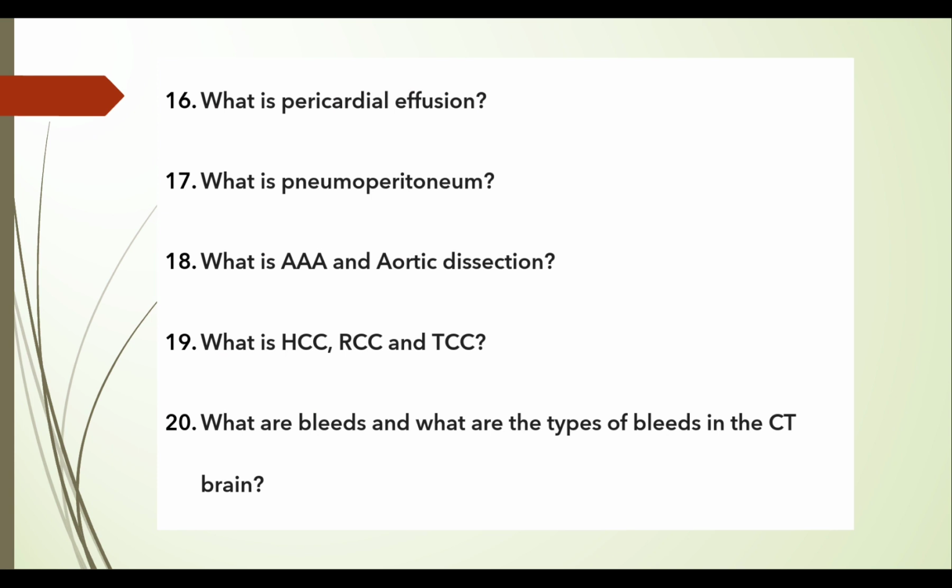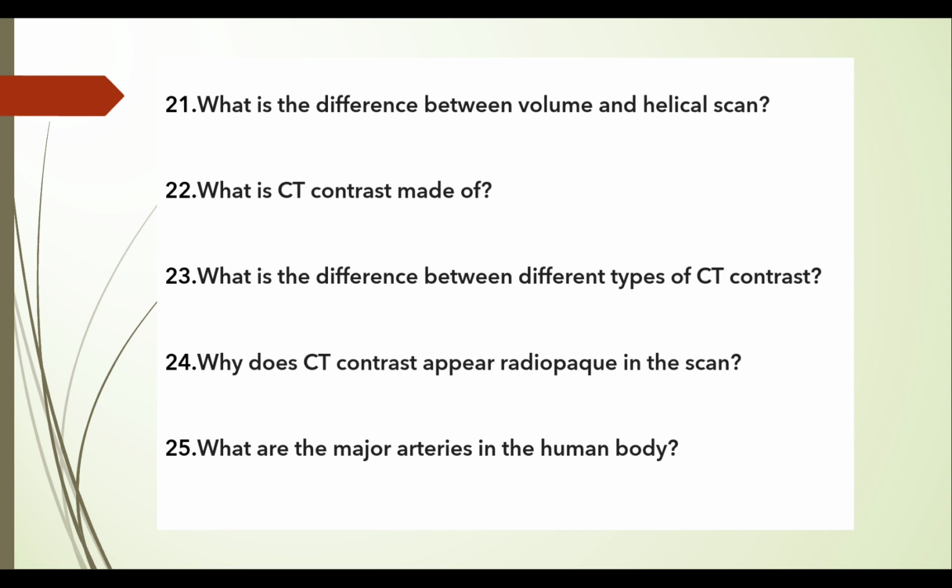What is AAA and aortic dissection? What is HCC, RCC, and TCC? What are bleeds and what are the types of bleeds in the CT brain? What is the difference between volume and helical scan?